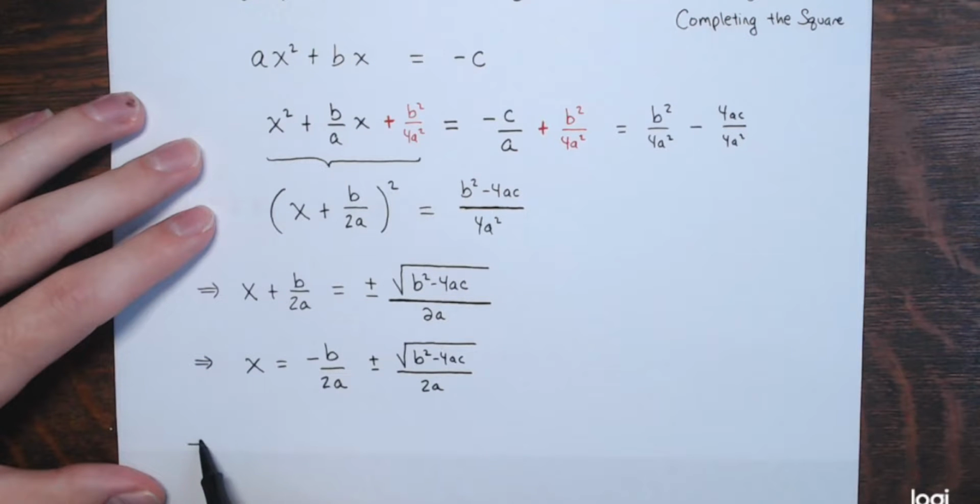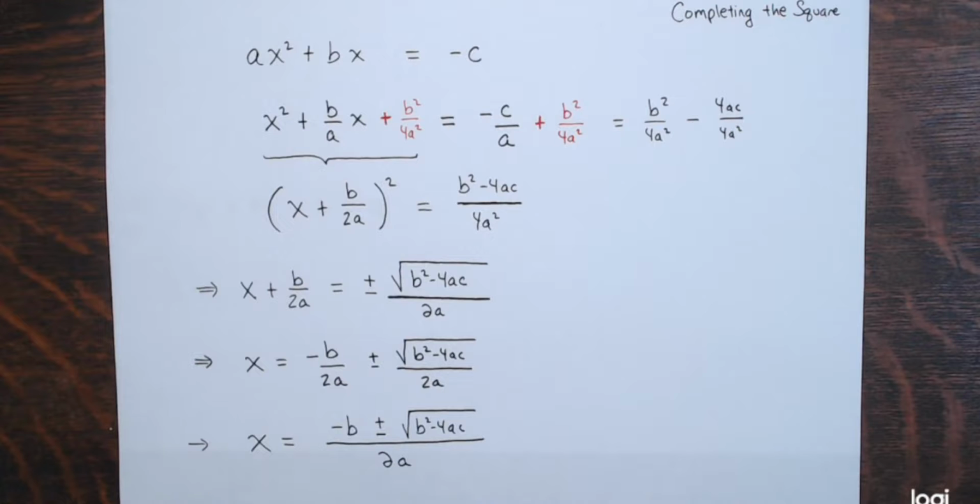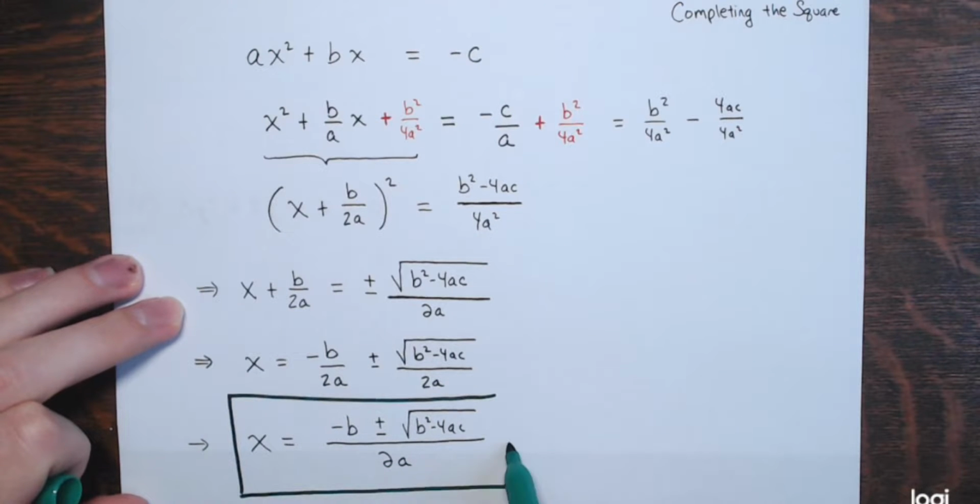So then finally, we can write the solutions of this equation in this way. We have this common denominator of 2a, right? So I just put everything over 2a and combine the numerators. We have negative b plus the square root of b squared minus 4ac all over 2a, and negative b minus, for the other solution, negative b minus the square root of b squared minus 4ac, all of that divided by 2a. And this is it. This is called the quadratic formula.